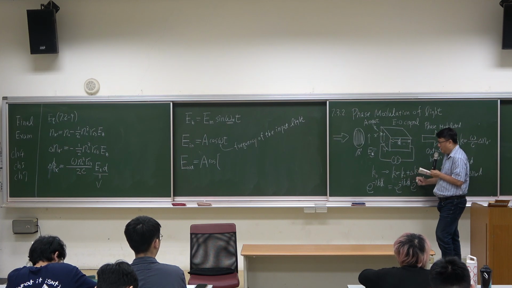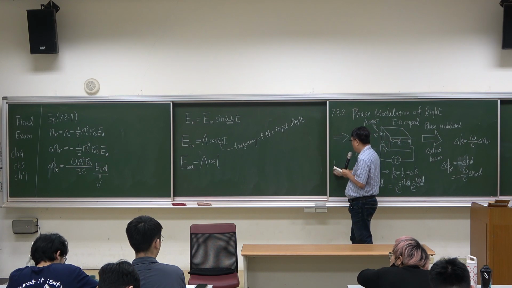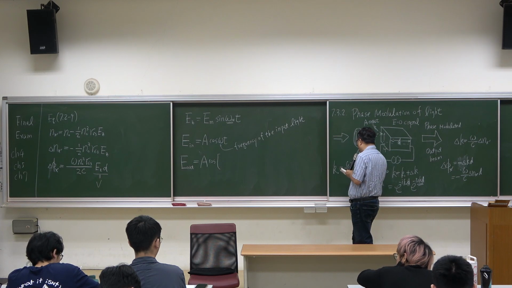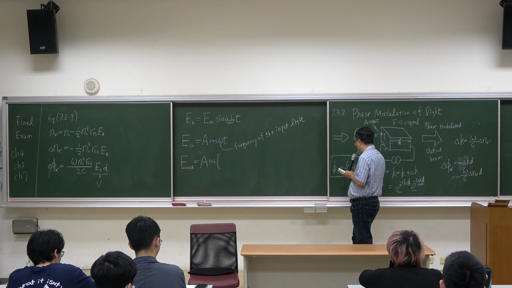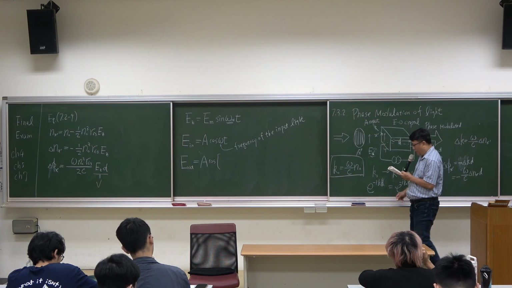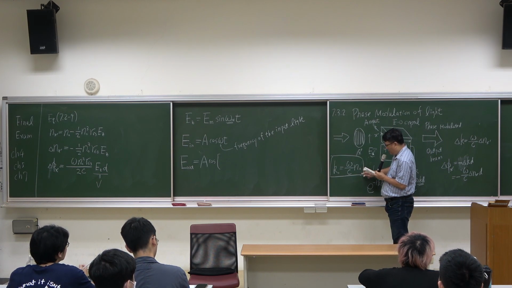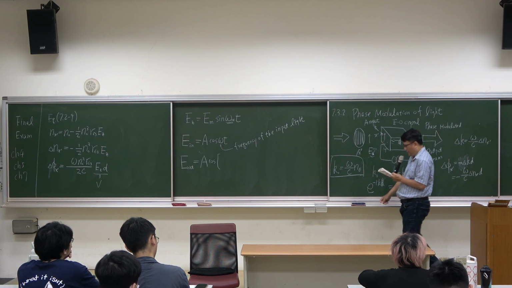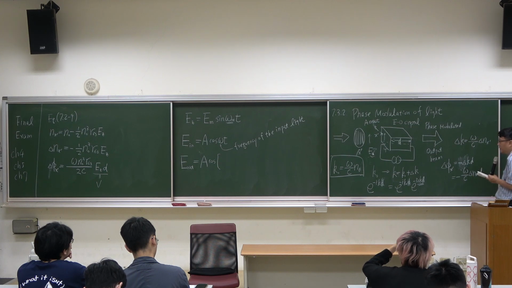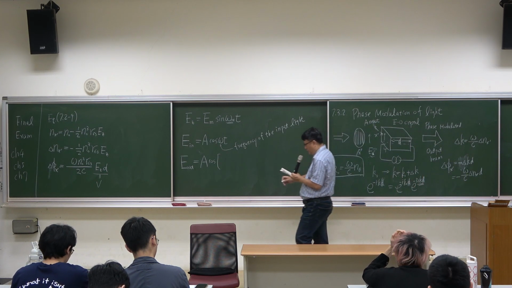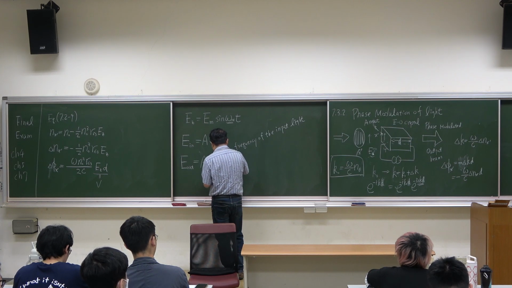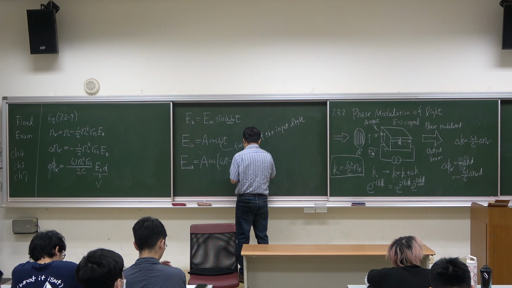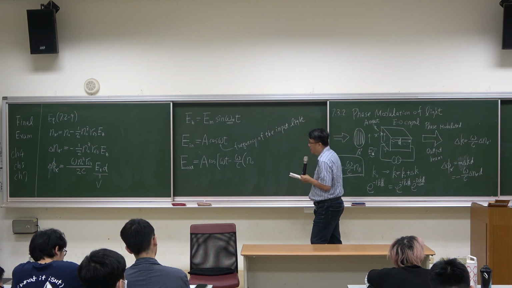K0 plus delta K. Here K0 is equal to omega over C times NO. The O means the original N. So this becomes omega T minus omega over C times original N.